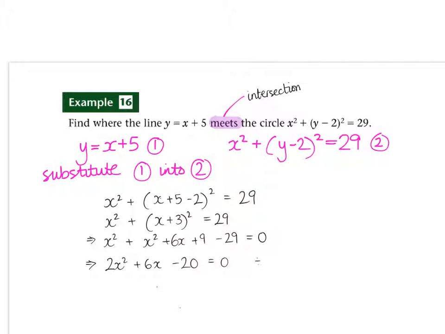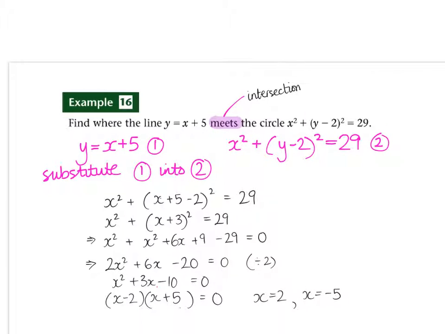To make the numbers a little bit easier, I'll divide through by 2, so x squared plus 3x minus 10, and this does factorise, and it gives you x minus 2, x plus 5, so x is equal to 2, or x is equal to minus 5. So that does help us with the x coordinates.